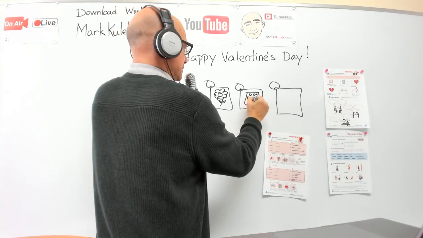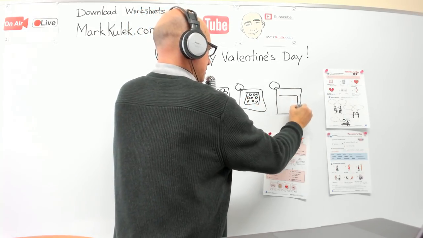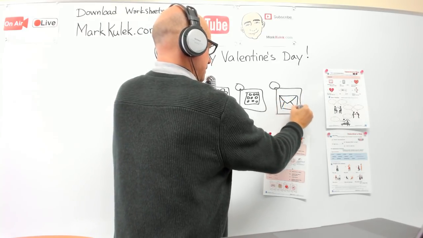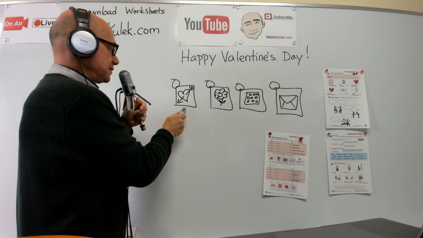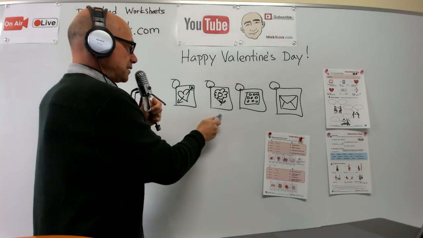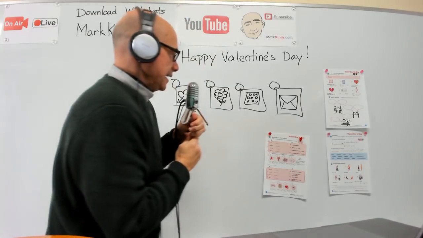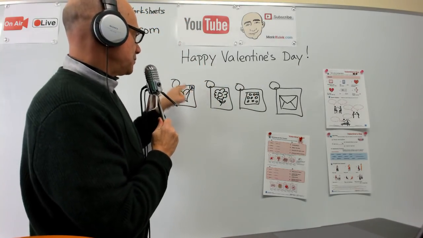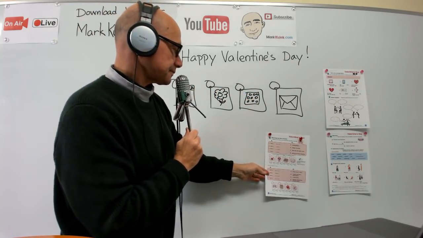Chocolates. And the fourth picture is a letter. All right. Okay, so we have the heart, the Cupid's arrow, flowers, chocolates, and a letter, okay? And then you're gonna listen to me, and then you're gonna decide which one's 1, which one's 2, which one's 3, okay? So, ready?